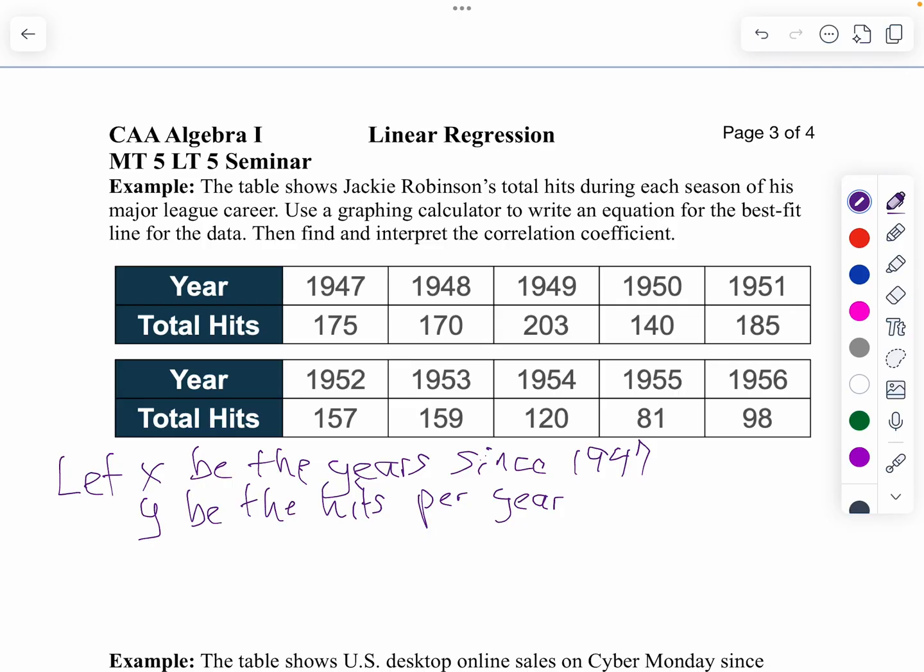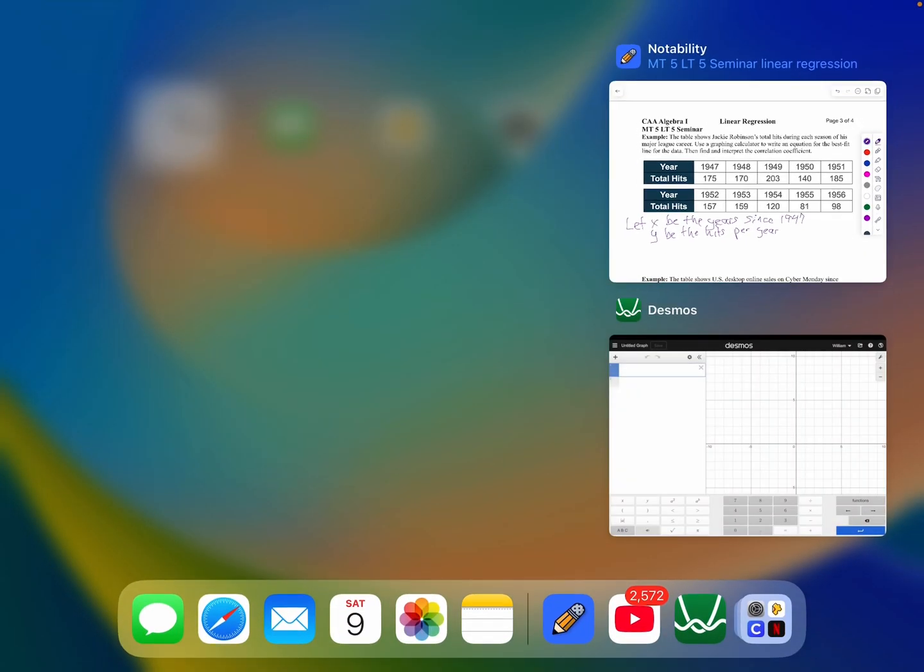And if we notice, we definitely see a negative trend there. He started with 175, he went up to 203, and then he dropped down to 98 in his last year, which is still really, really good. So here's what we're going to do. We're going to plot this data.